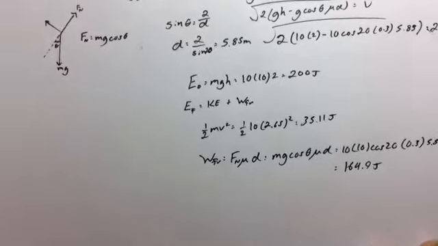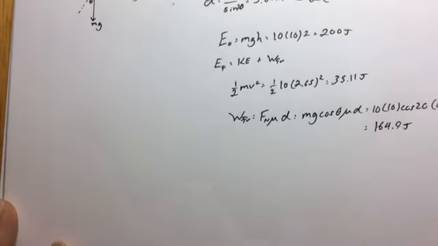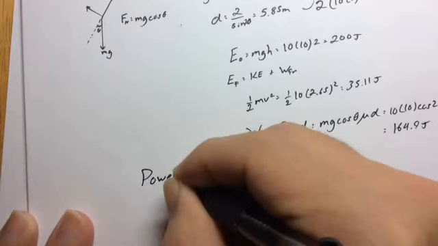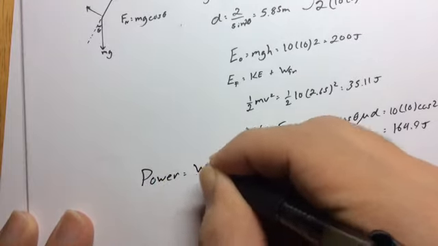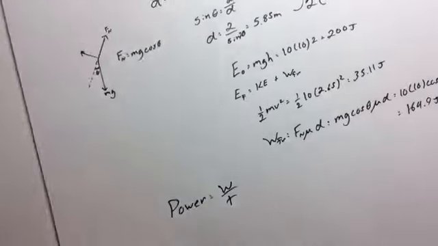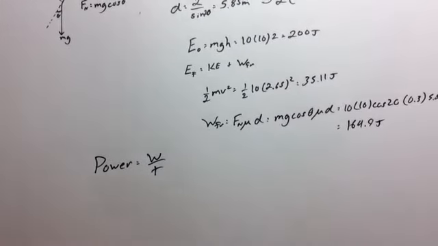One more thing that we could do is we can talk about power. And we talked about this in class. Power is equal to work done over a certain period of time. Okay? So we can talk about how much power we have for this object, and that's going to be work of different things over time.